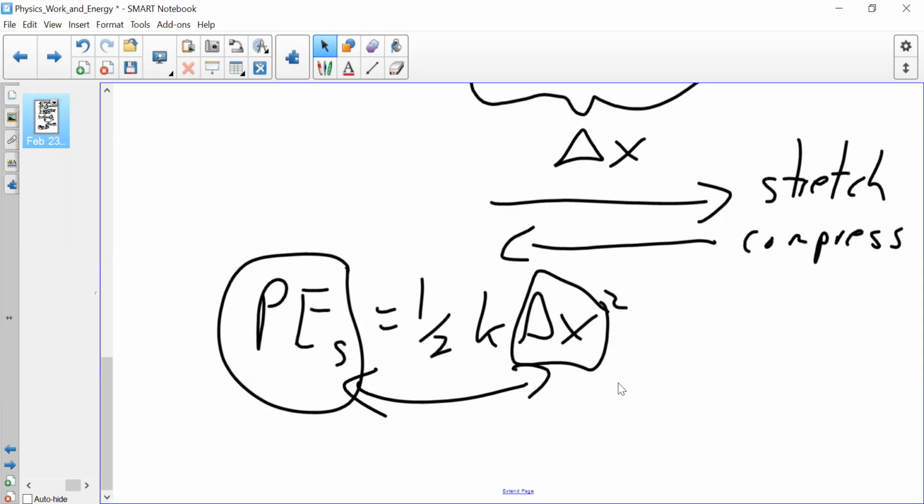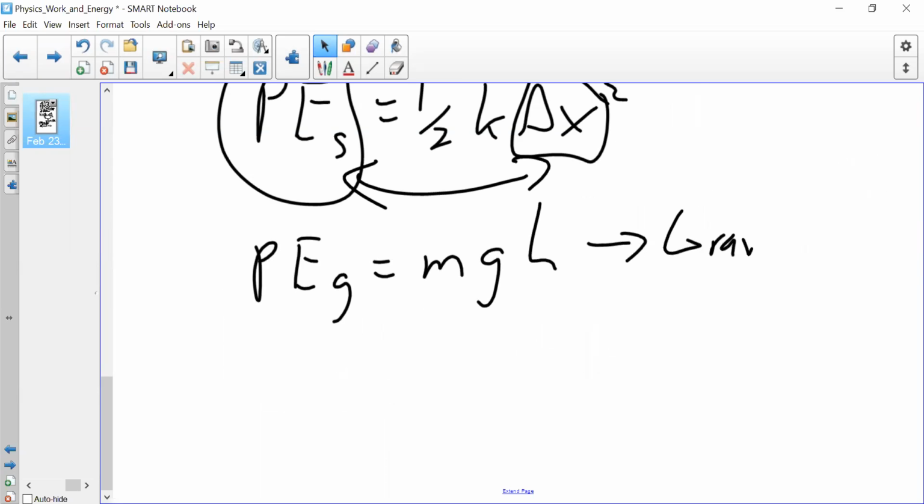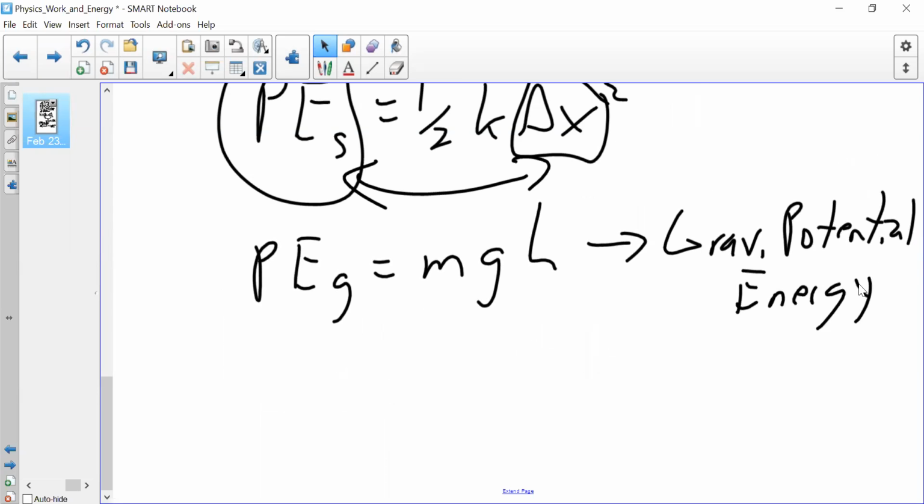So that's just a little bit. It's another form of potential energy. So that's a spring potential. We know that we have gravitational potential. We've seen this already. And they talk about other forms of energy, chemical energy, thermal energy, but we won't concern ourselves with that for right now.